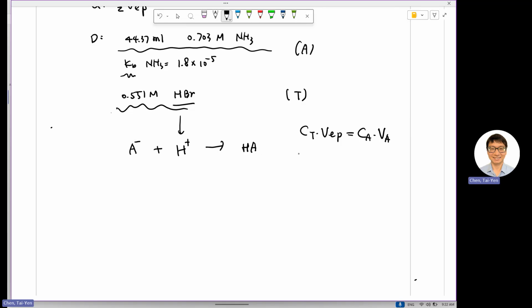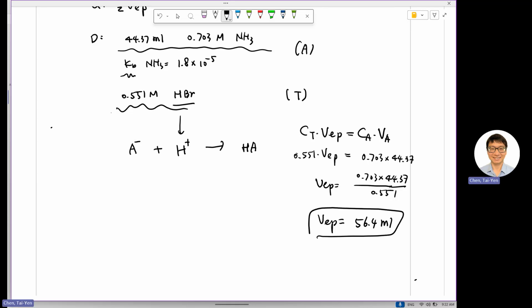So concentration of titrant is 0.551. VEP unknown. Concentration of analyte 0.703. Volume 44.37. Therefore, you know your VEP is going to equal 0.703 times 44.37 divided by 0.551. Then you're going to get a value of 56.4 milliliters.